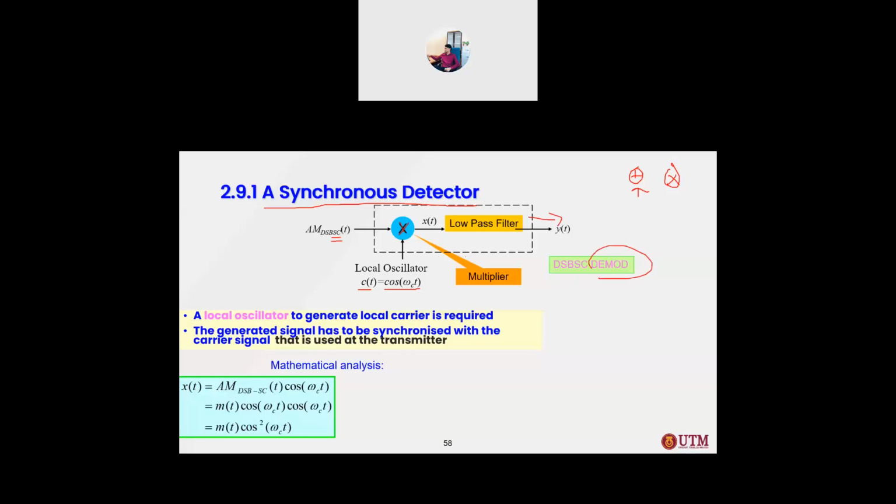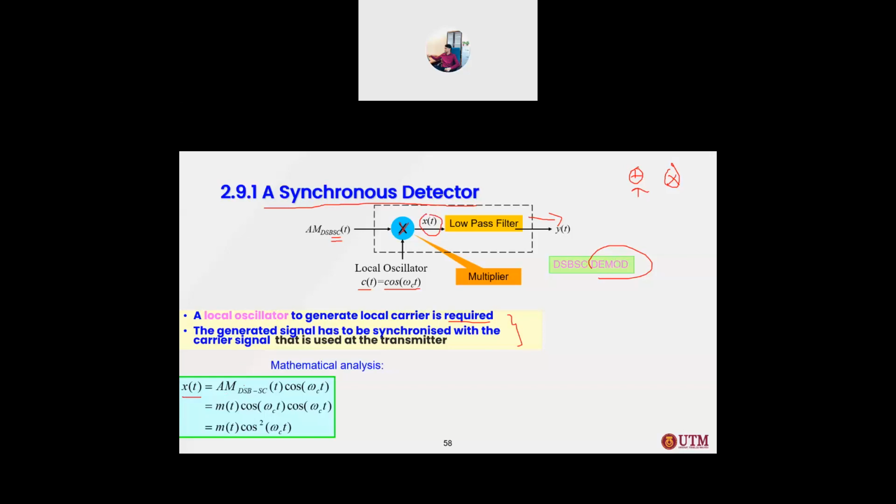For this one we multiply, then you get some answer. We go to that later on. I thought I would do the writing for you, but it's already here. So a local oscillator to generate a local carrier is required, like I told you. The generated signal has to be synchronous with the carrier signal that is used at the transmitter. This is what I told you just now. So this is the mathematical thesis, and this x(t) is the x(t) from here.